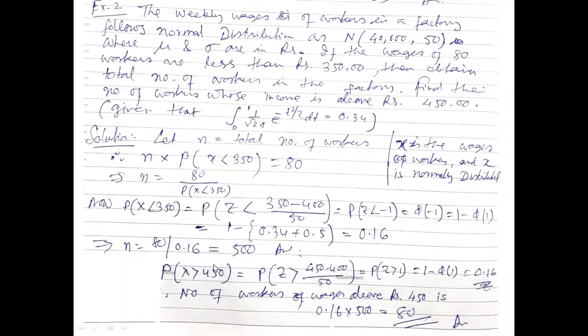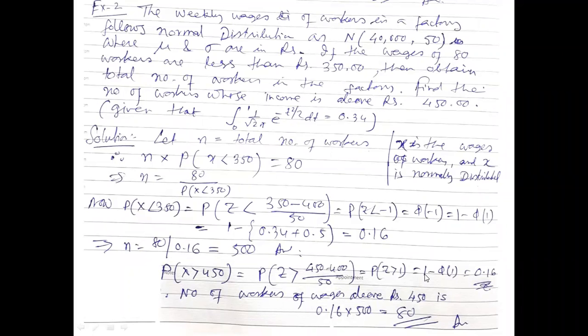Now the second part: find the number of workers whose income is above 450. So what do you have to do? Probability of x greater than 450, that is z greater than or equal to 450 minus 400 by 50, just like the last case. Z greater than or equal to 1.